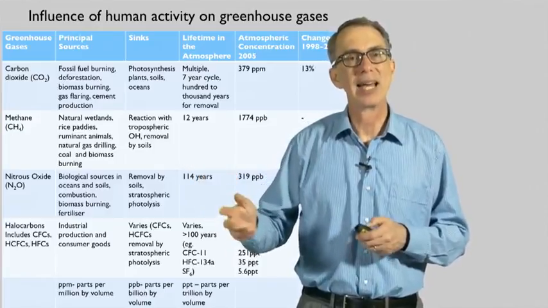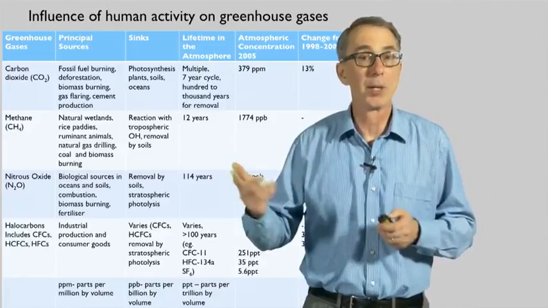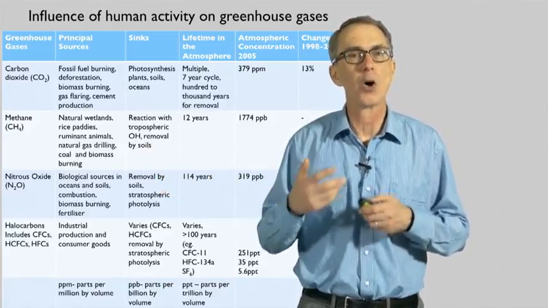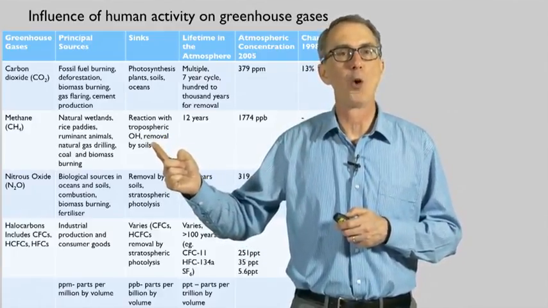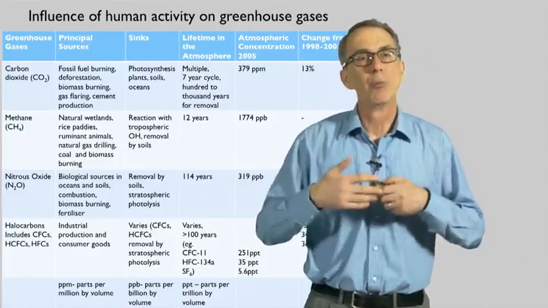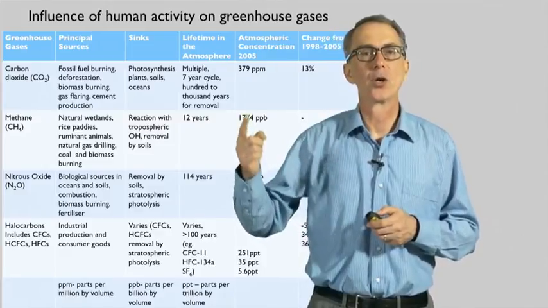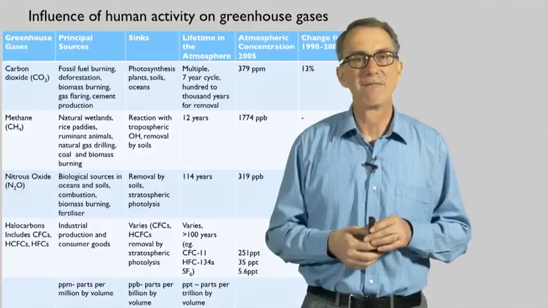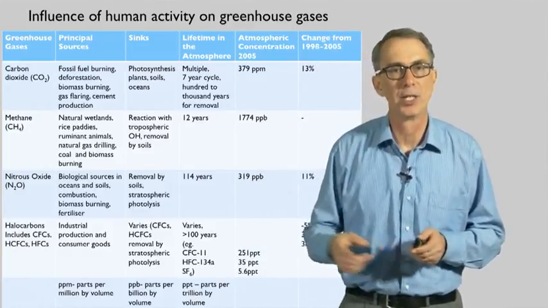Lifetime for methane to be removed from the atmosphere is typically about 12 years, and it's primarily associated with oxidation of methane with the hydroxyl radical, or the OH radical. So this is a chemical reaction that removes methane from the atmosphere. The concentration of methane has grown by more than a factor of 2. It's more than doubled in concentration over the last 100 years.